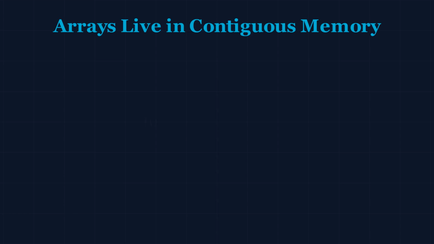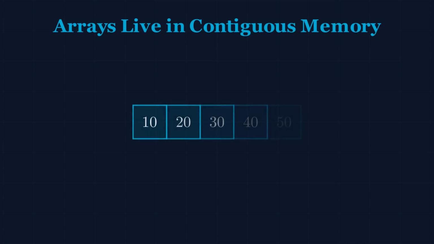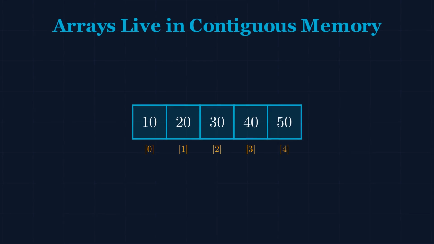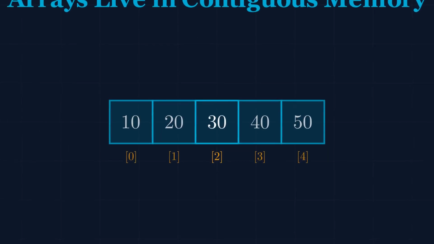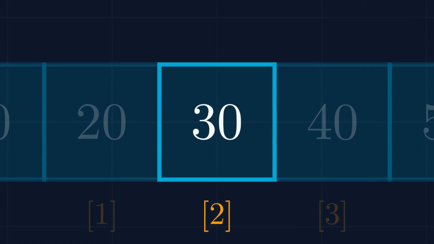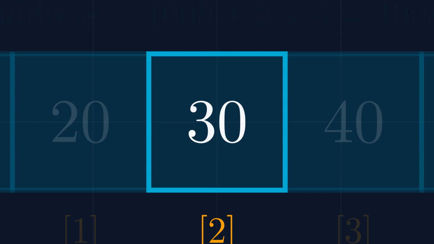An array is a single block of memory split into equal-sized slots that sit right next to each other with no gaps in between. This is called contiguous memory. Each slot has a position called an index, and in C, indexing always starts counting from 0, not 1. Because the slots are contiguous, every element also lives at its own memory address. Let's zoom into the element at index 2 and see exactly where it sits in memory.